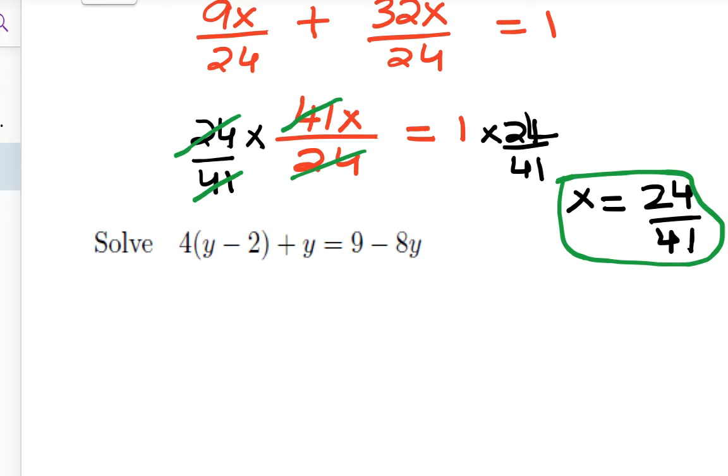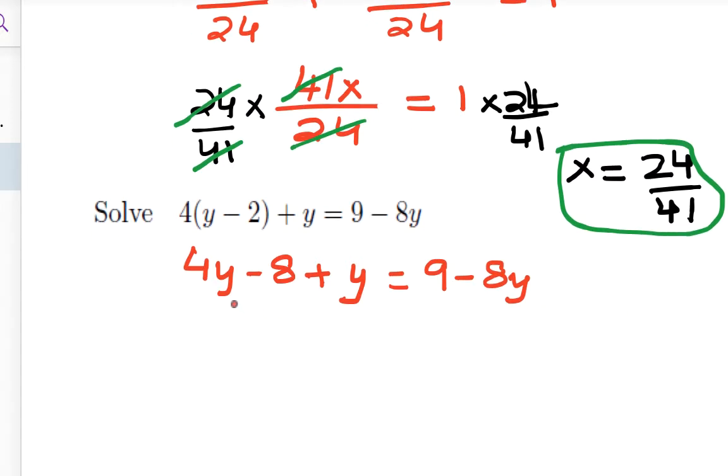This one is given as 4 times (y minus 2) plus y equals 9 minus 8y. So here we have to solve for y. Now before we can solve, we have to first distribute this 4 inside this expression y minus 2. So let's start here. What do we see? 4y minus 8 plus y equals 9 minus 8y.